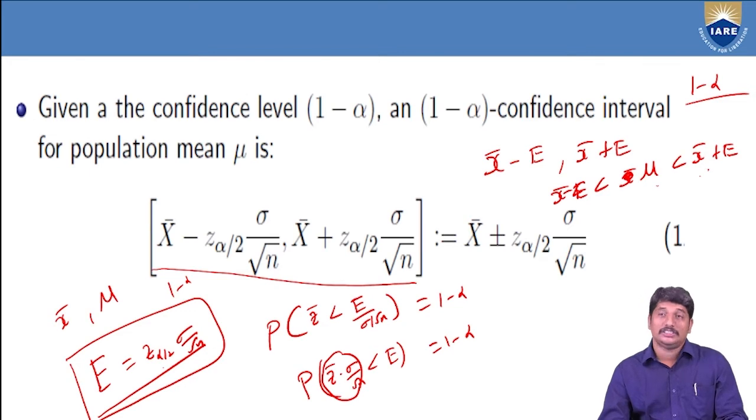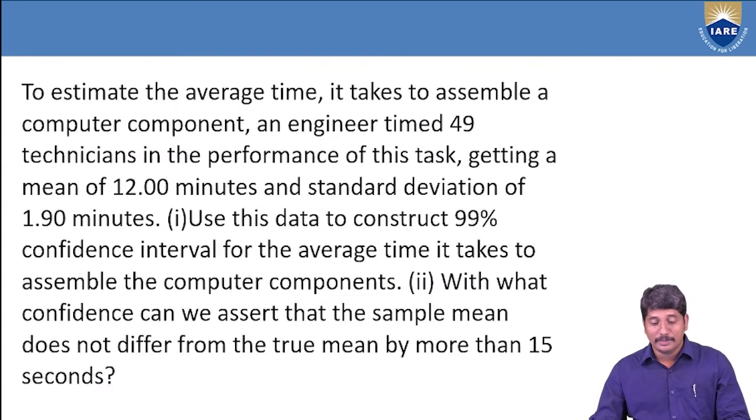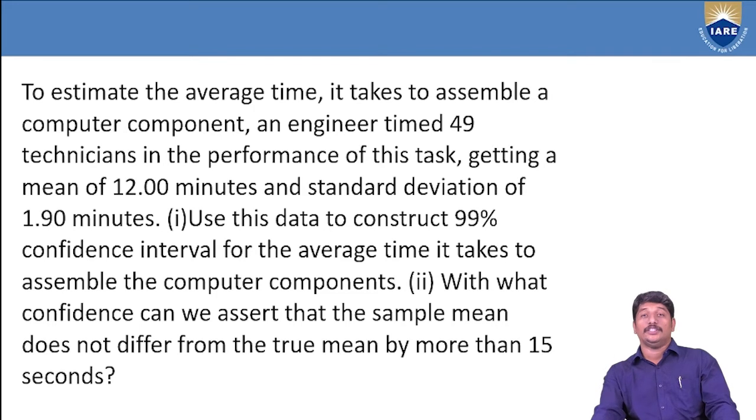Now let us look into some applications of the confidence interval. So here we had a problem. To estimate the average time it takes to assemble a computer component, an engineer timed 49 technicians in the performance of this task, getting a mean of 12 minutes and a standard deviation of 1.90 minutes.